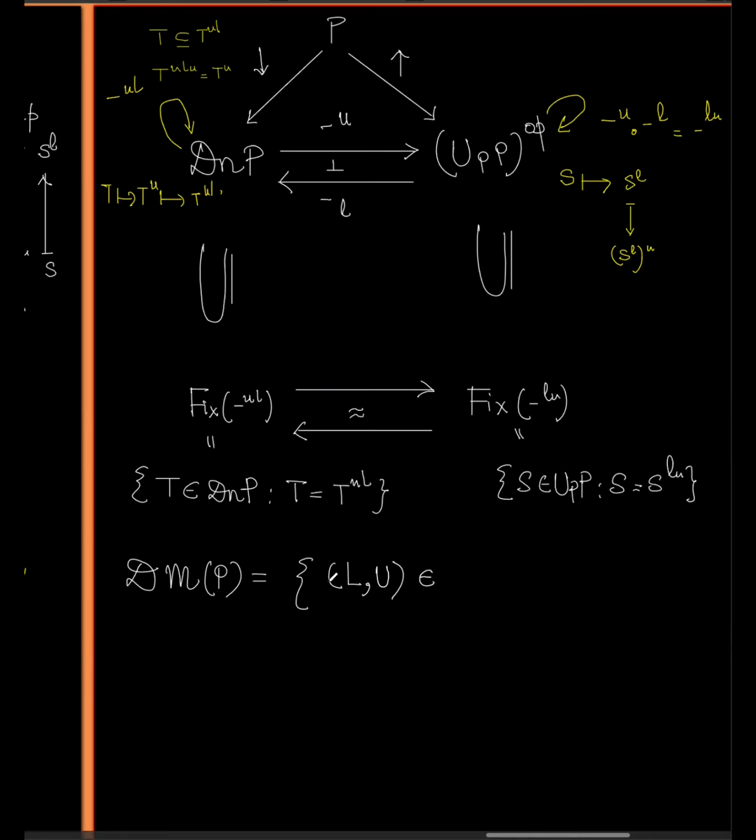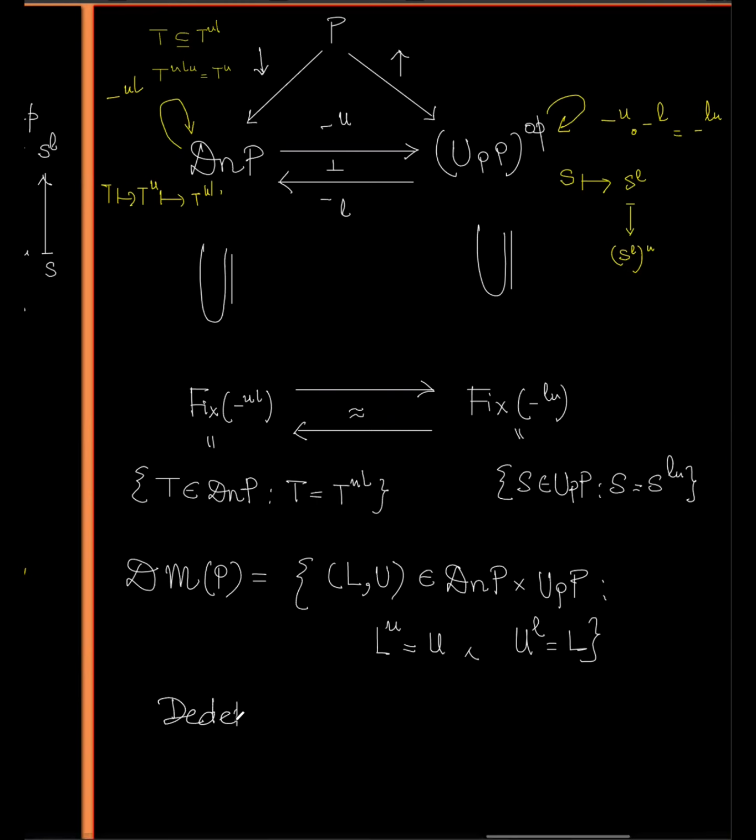What is this? This is a downset L and this is an upset U, such that the upper bounds of L is U and the lower bounds of U is L. These members are often called the Dedekind cuts.